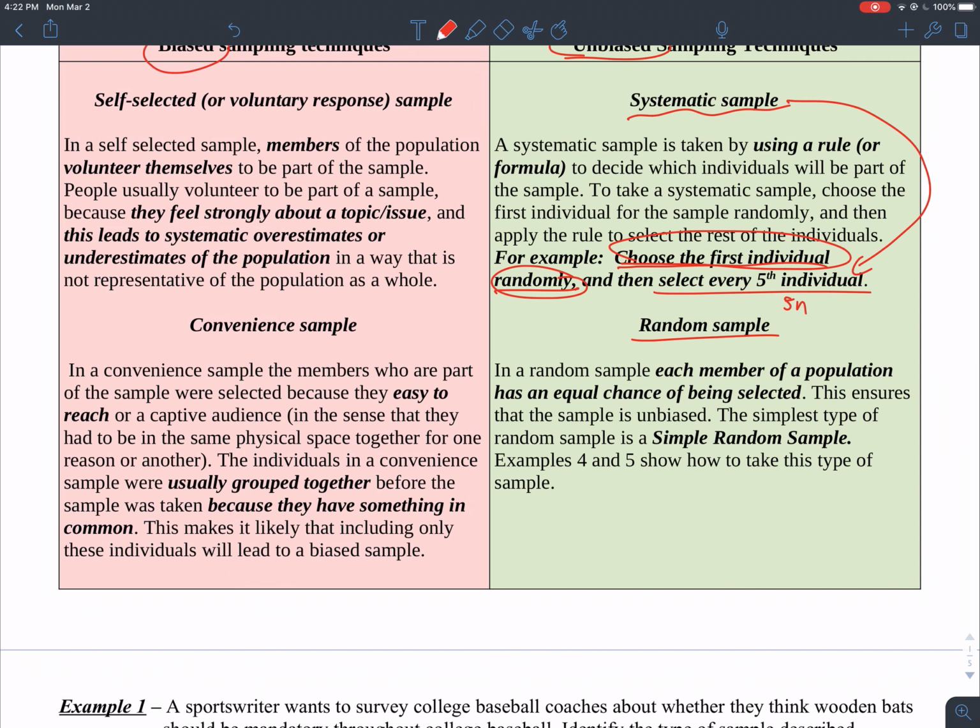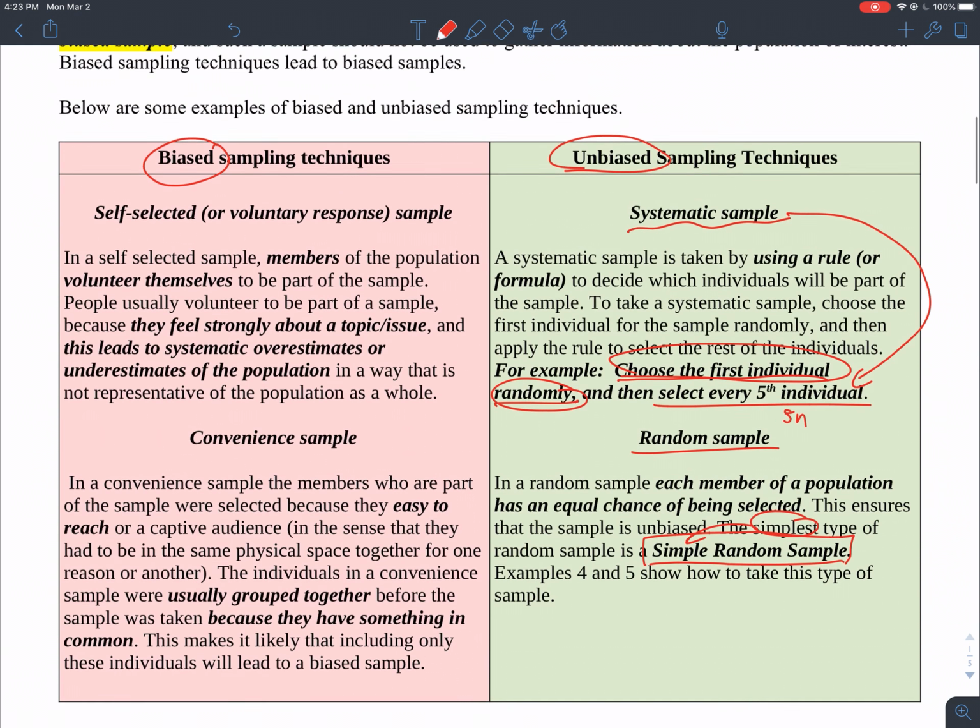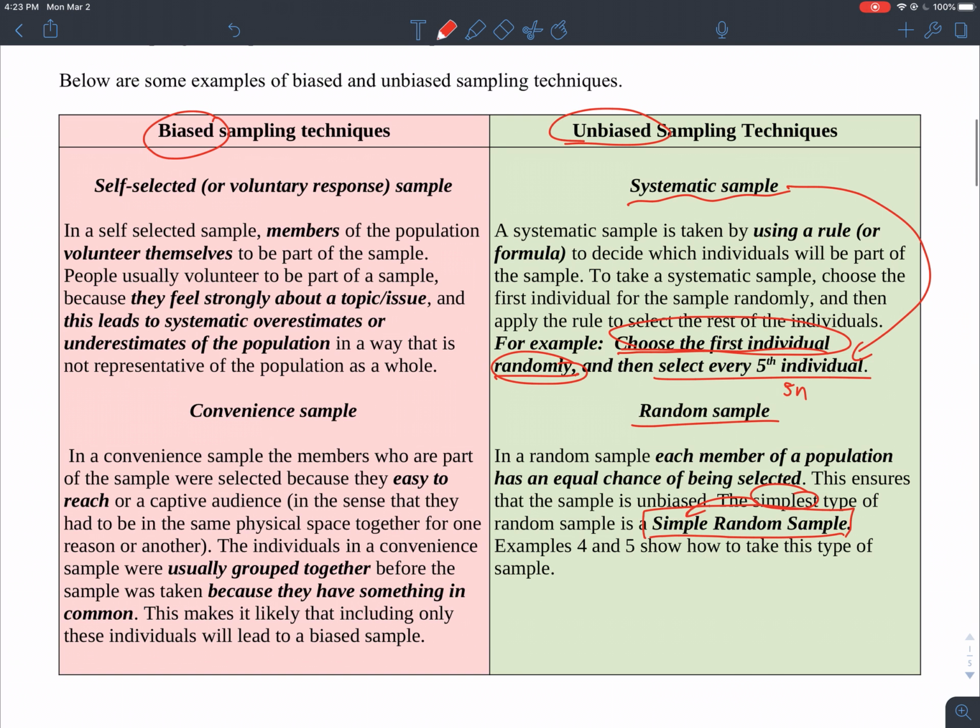And then the simplest type of random sample is a simple random sample. Ooh, that makes sense: simplest type, simple random sample. And we'll do this in example 4 and 5. We'll show you how to take a simple random sample. But that's the ideal. You would like to take a simple random sample if you can. We can't always do that. So we don't really learn about other random sampling techniques in this class, but there are other ones.